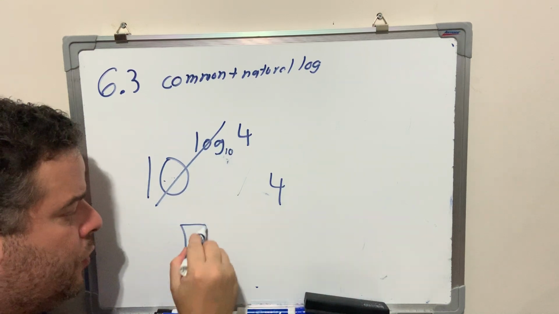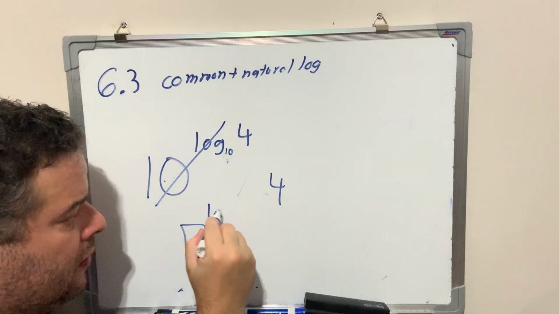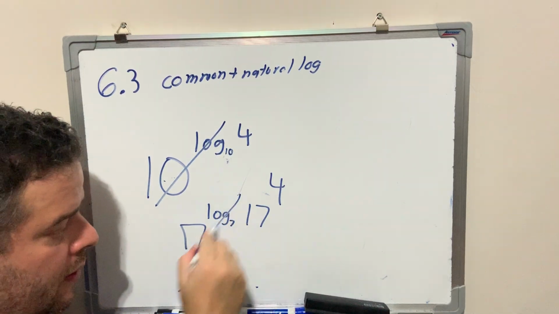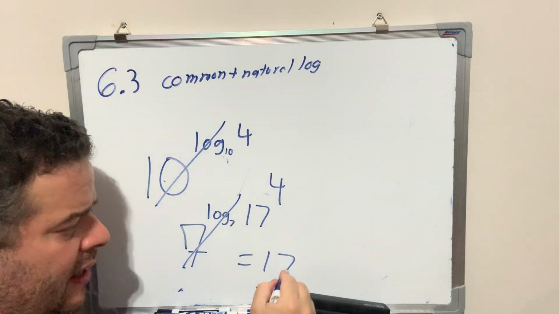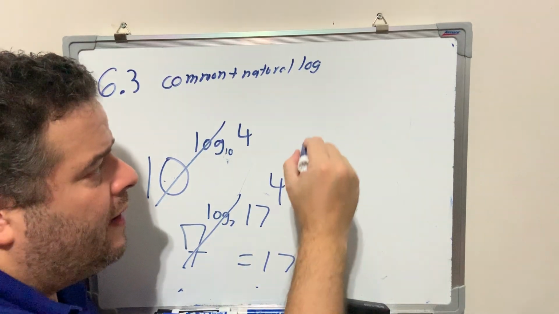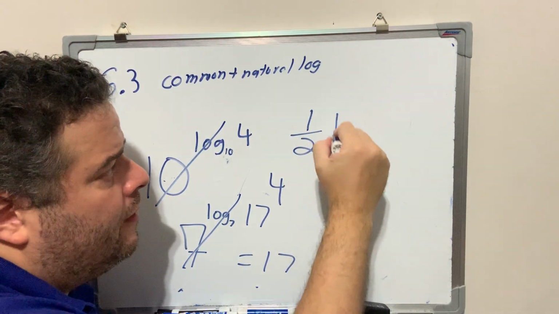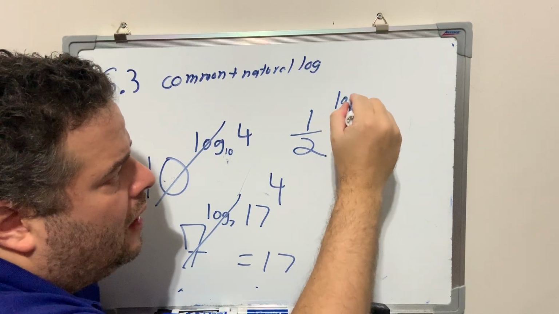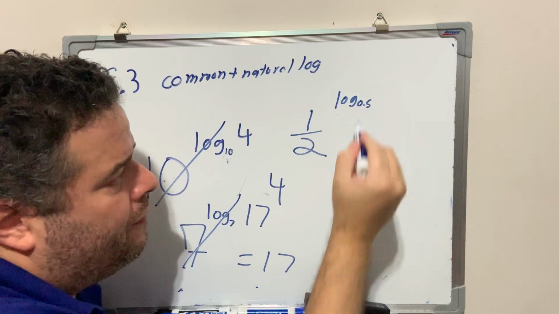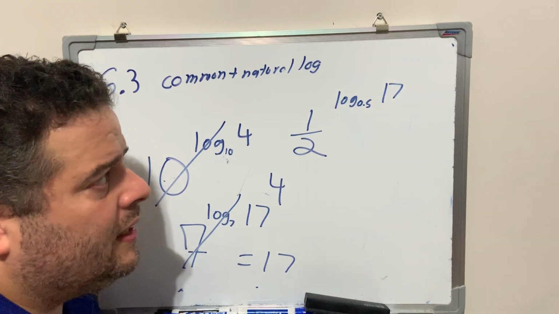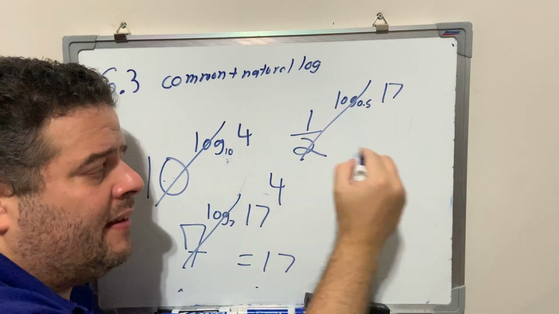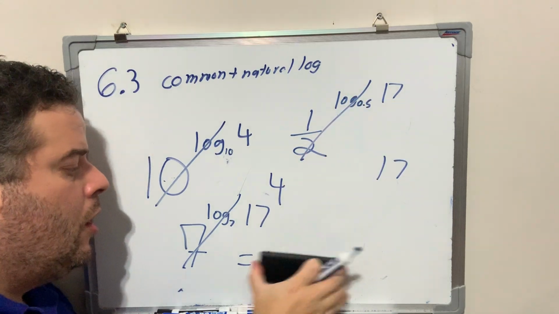So again, if I give you 7 and then log 7, 17, these cancel out. The answer is 17. If I have 1/2 and log 0.5, 17, 1/2 and 0.5 are the exact same thing. They cancel out. The answer is 17.